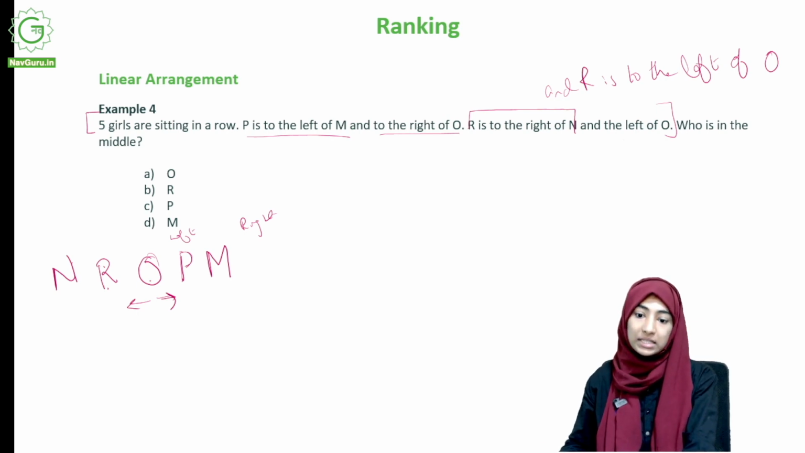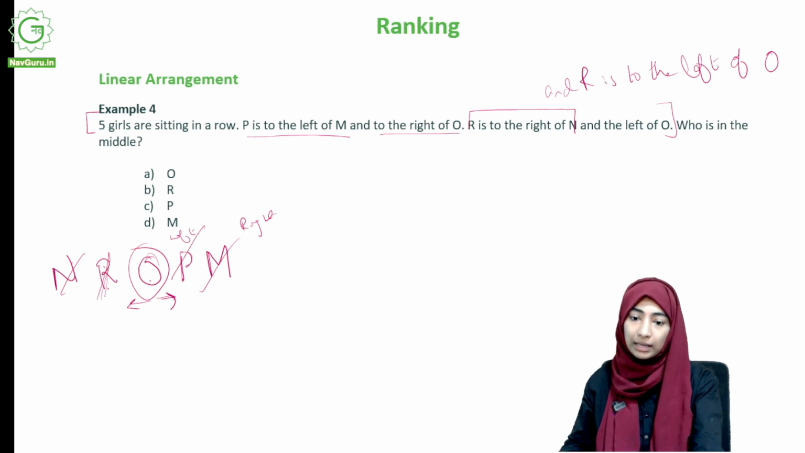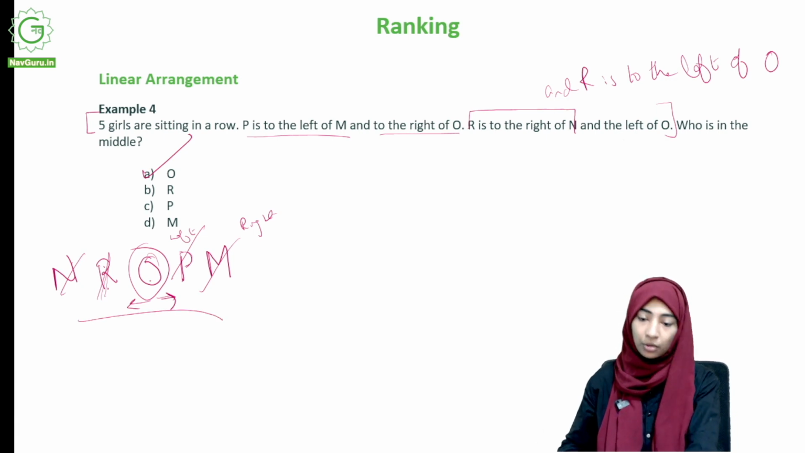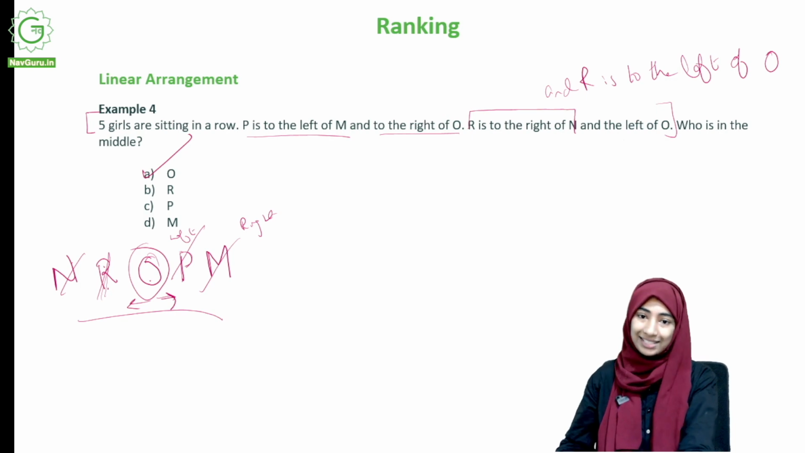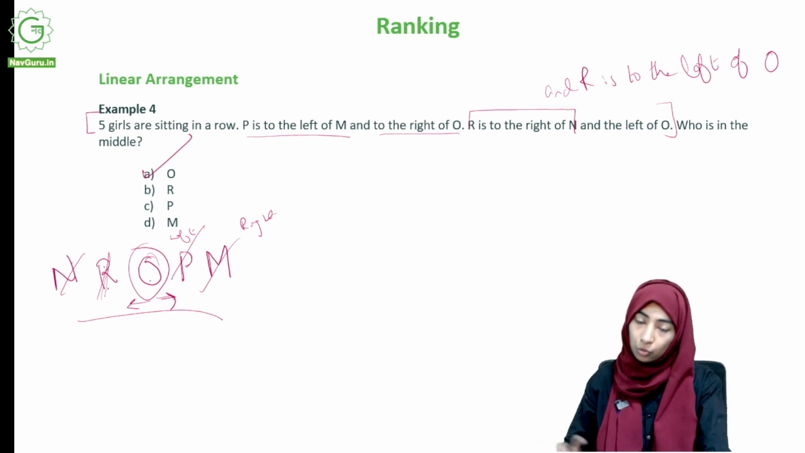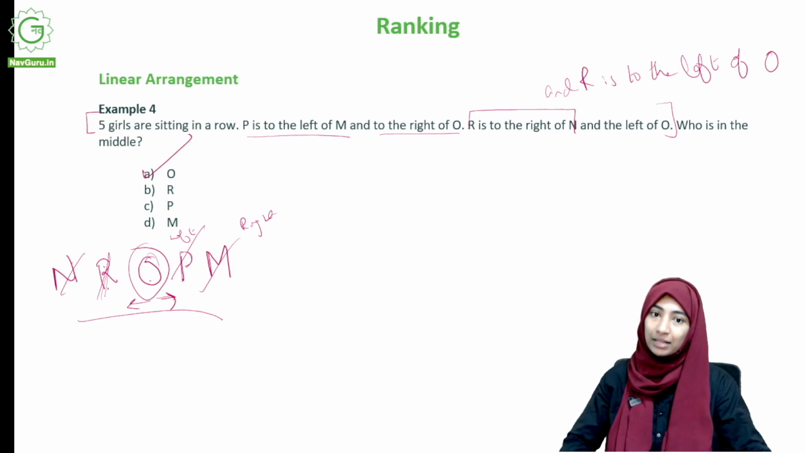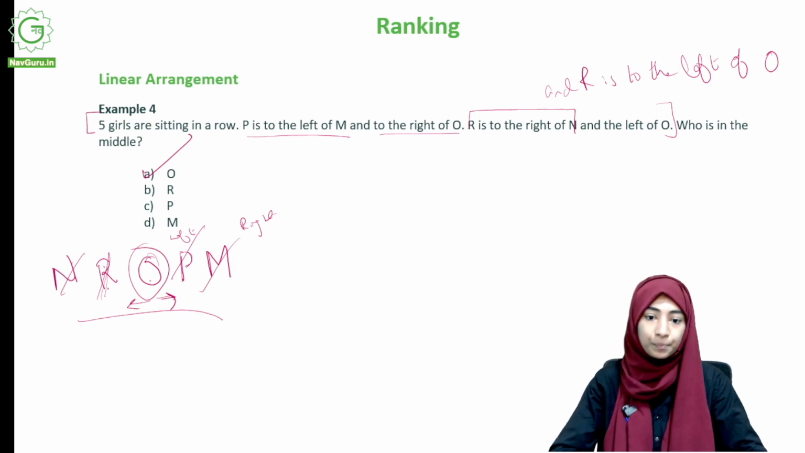Okay. Who is in the middle? So, very simple. O is in the middle. Okay. N, M, R, P. You see that O is in the middle and O is the answer. So, if you got this figure, well and good. If you did not get this figure, completely all right. It's actually the same. You have learnt. Just see what mistake you made, note that down and just keep that in mind not to make that same mistake again. Okay. So, that's it.